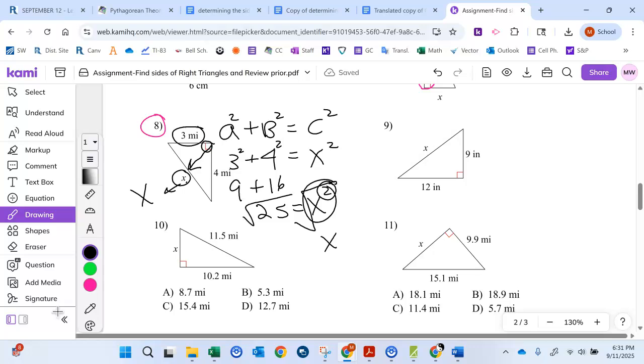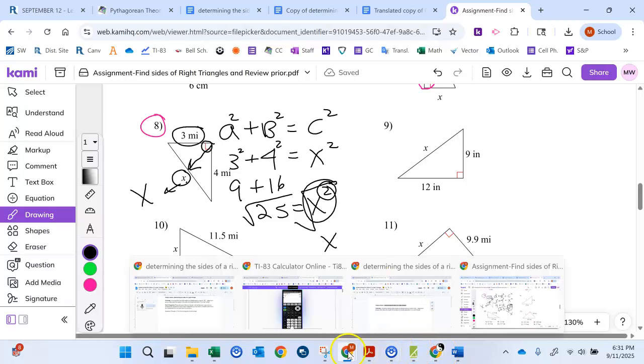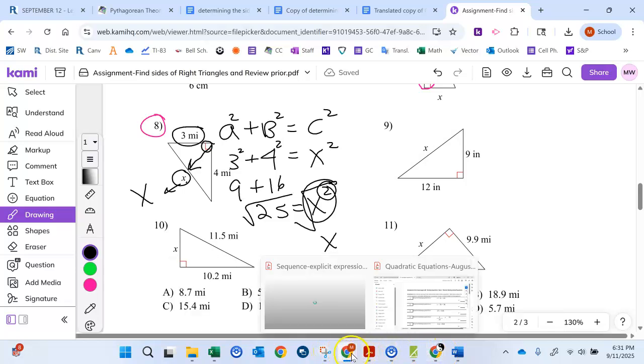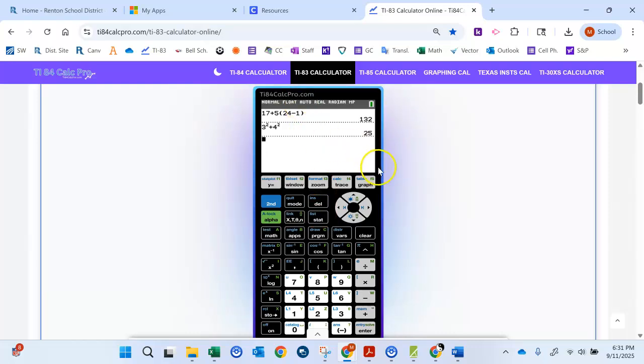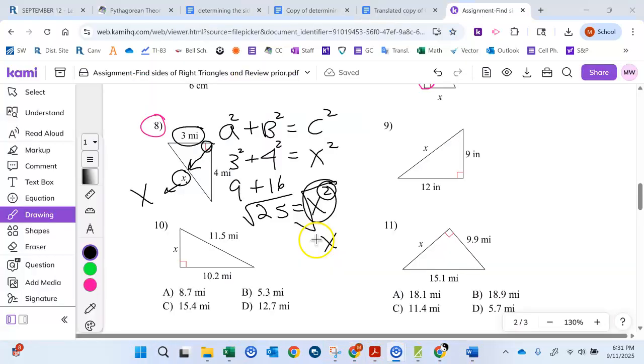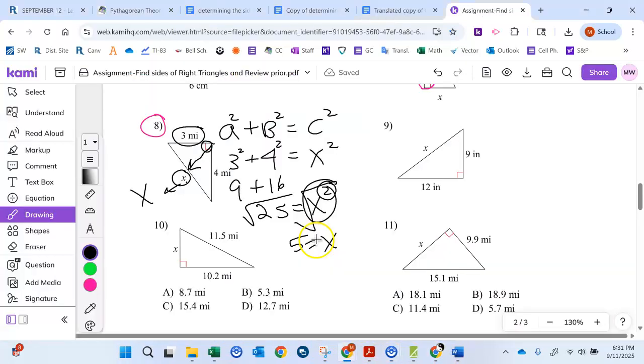But we have to do this side too. So on the calculator, you go like this. You have the square root of 25. So where's my calculator? There it is. So I'm going to go clear. On your calculator, you go second, square root right here, 25, enter, and you get 5. So that's the answer for that one. Okay, so that is equal to 5. Sorry, I'm all the way down here. So the answer for this x right here is 5.